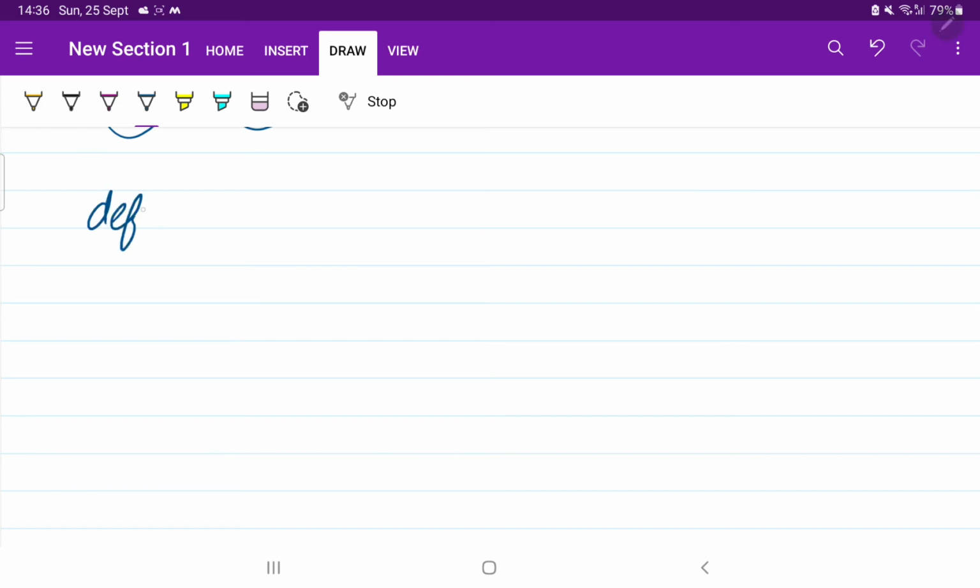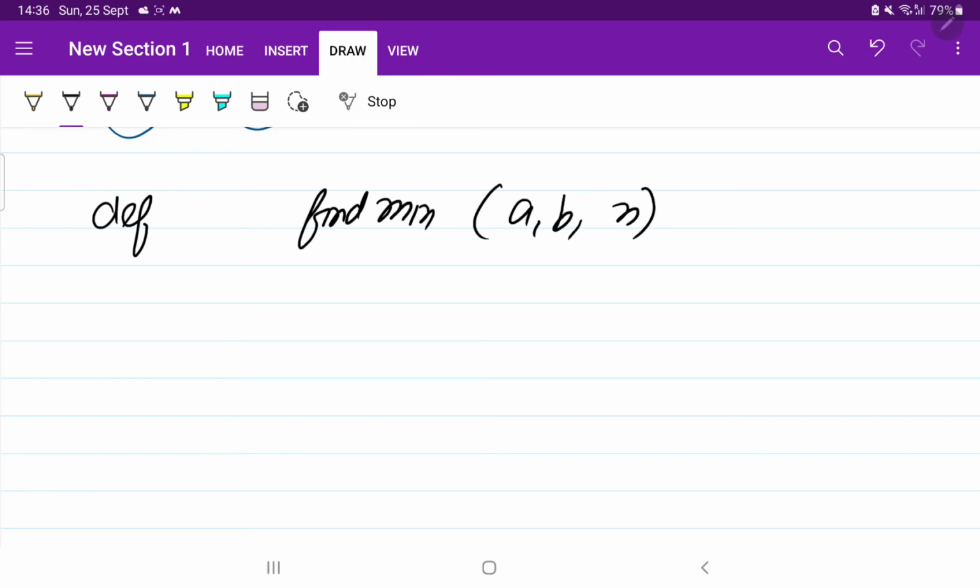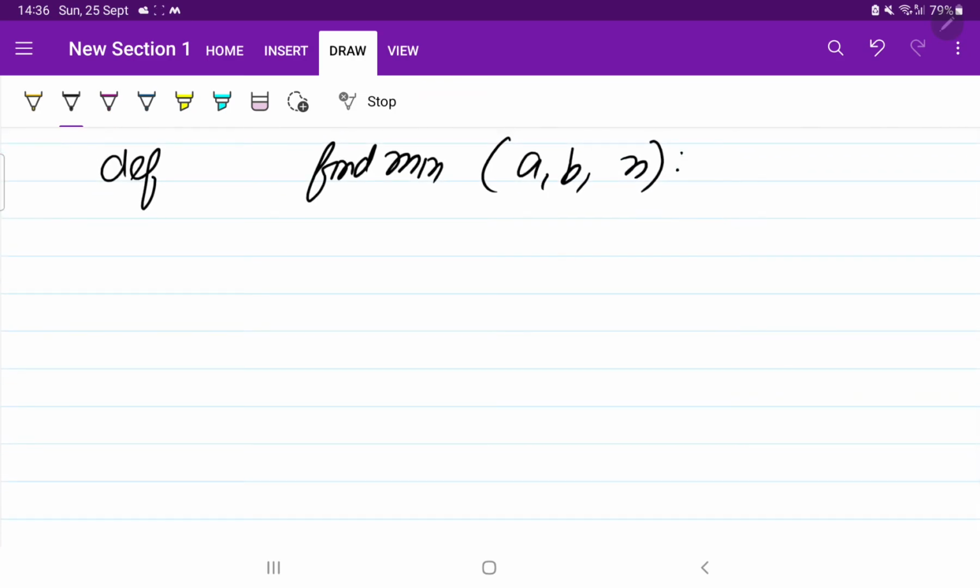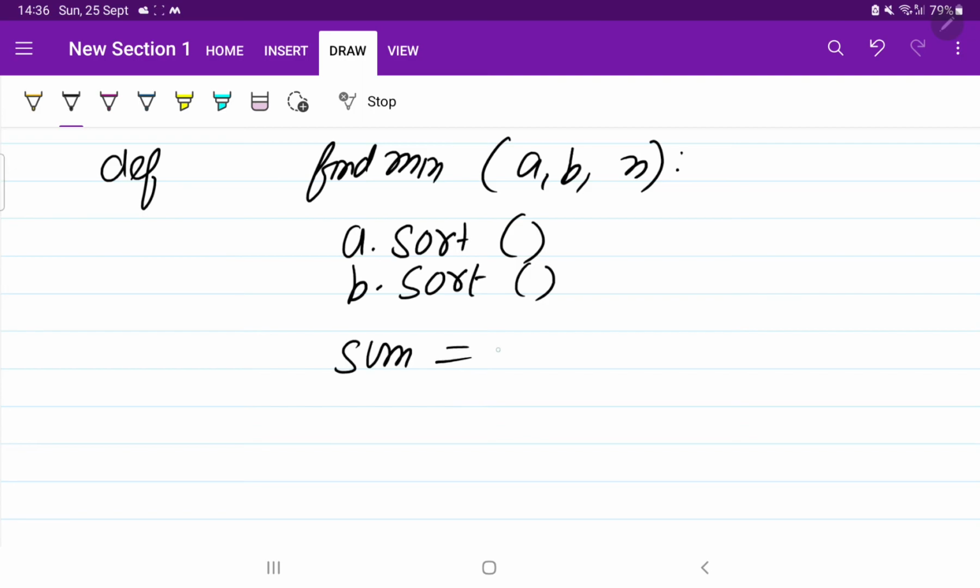So here I am going to write the function. Let me write the function as findMinimum, which will take arrays A and B, and let's say n is the size of the array. First of all I am going to sort the first array. A.sort is the sorting function in Python. You can use various other sorting methods in different languages, in C++ and Java. Now to store the sum, we declare sum as 0. Initially the sum is 0.